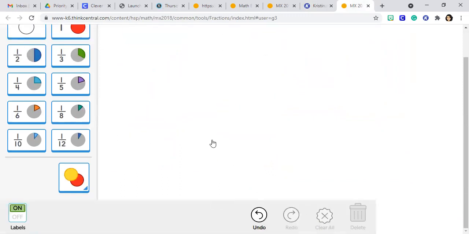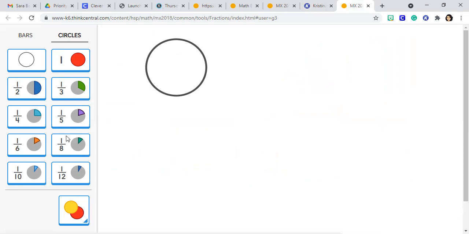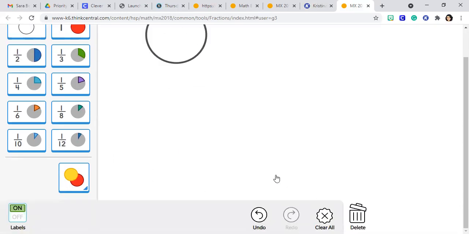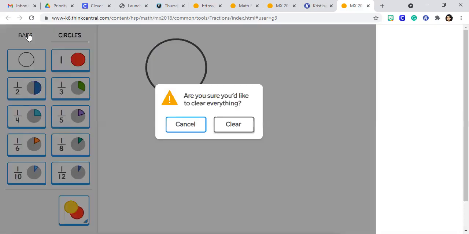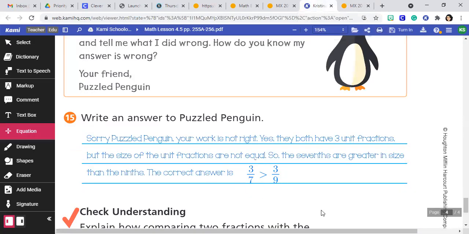3/7 and 3/9. So I'm going to put a circle over here and let's do 3/7. Oh no, I don't have 7ths. Well, I guess I can't do 3/7 and 3/9 on here, can I? And that is awkward. Can I do it with bars? Nope, they don't have sevenths and ninths on here. Interesting. Well, I guess we won't investigate that.